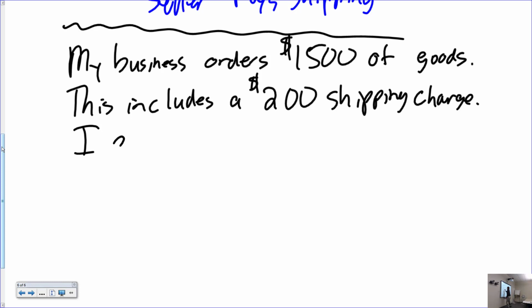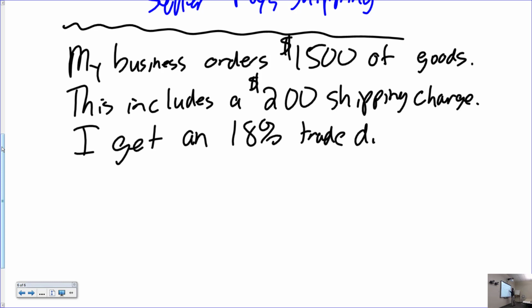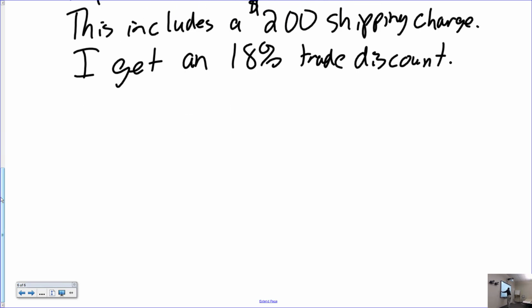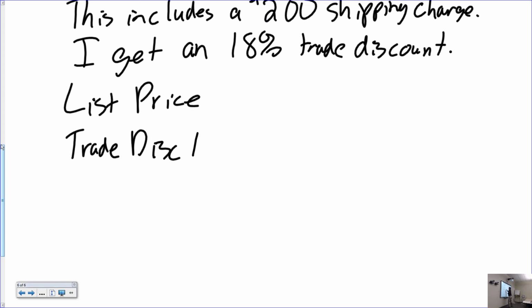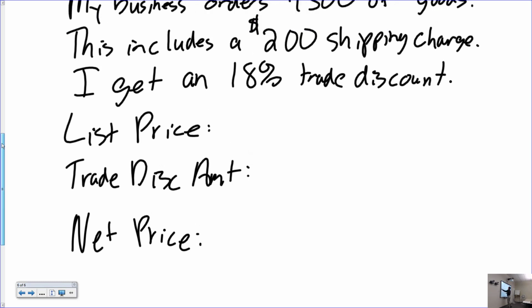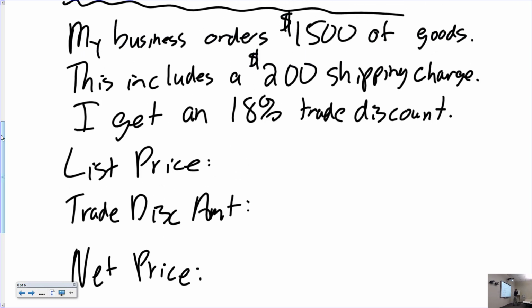Let's suppose I negotiated well this time. I get an 18% trade discount. And so now I want you guys to tell me the same three things. Tell me list price, trade discount amount, and net price. And again, like I said, folks, the book loves these type of problems, so be ready. Okay.